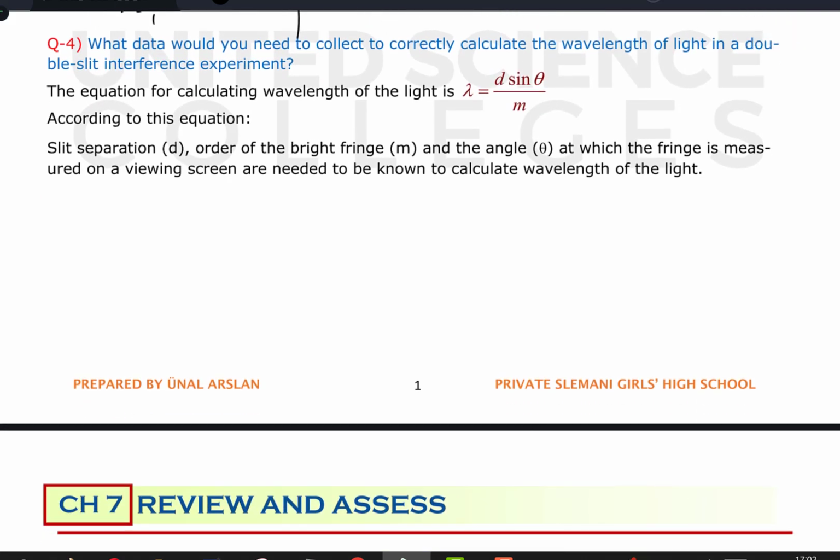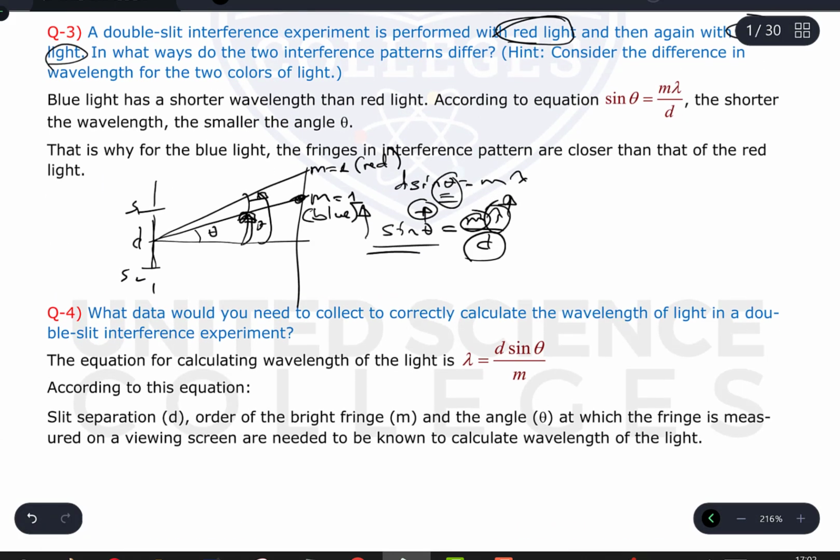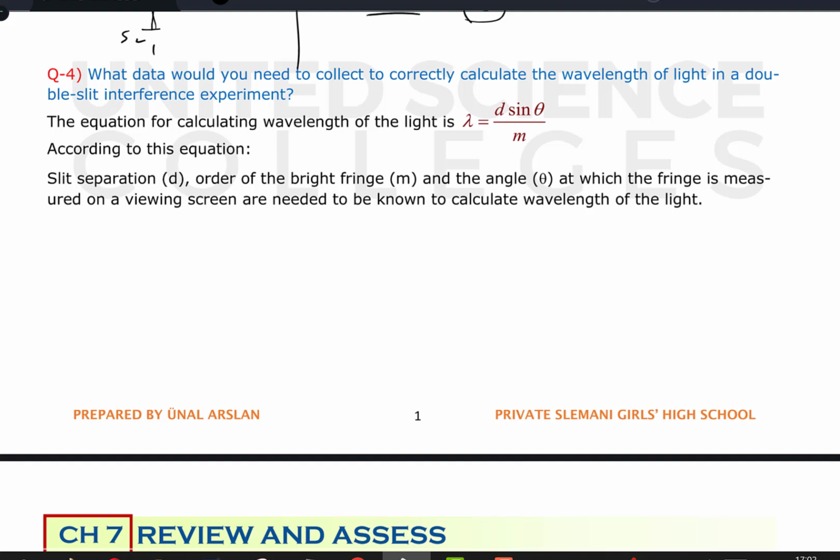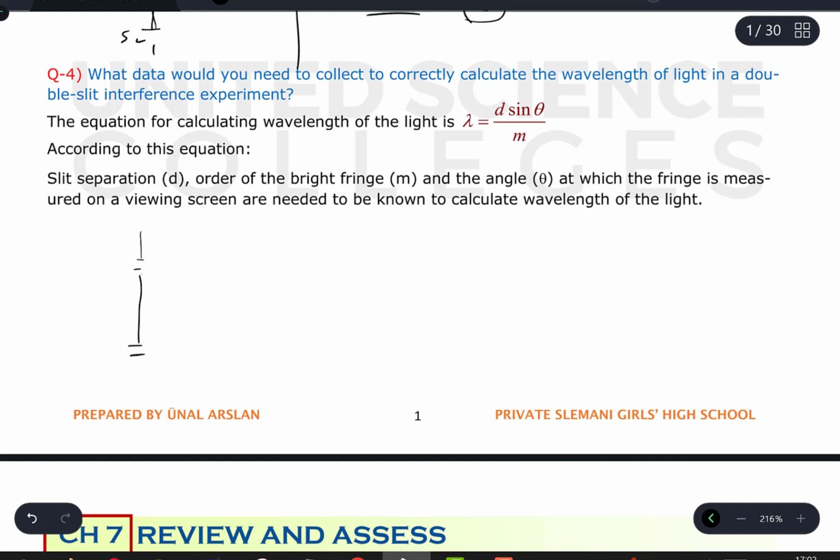Question number 4. What data would you need to collect to correctly calculate the wavelength of a light in a double-slit experiment? In fact, in the previous question number 3, we explained that if you want to calculate the wavelength, we have to know the separation between the slits first. d must be known. And of course, you have to know the position angle of the point, which fringe, for example, m equals 1, or which one is it? You should know it. m must be known. This position angle must be known. And d, the separation between the sources, must be known.